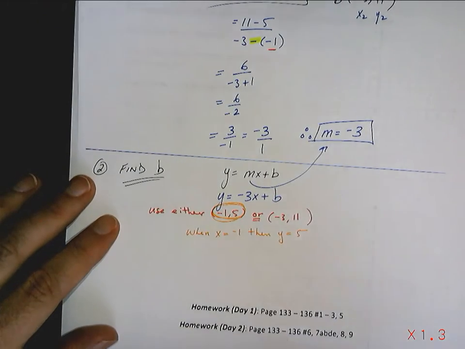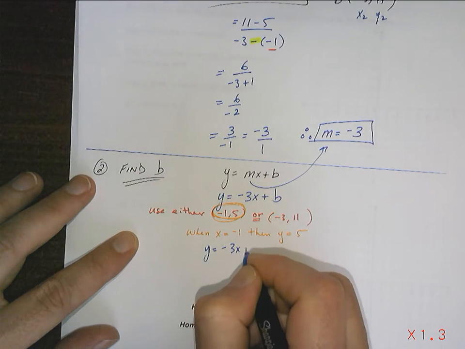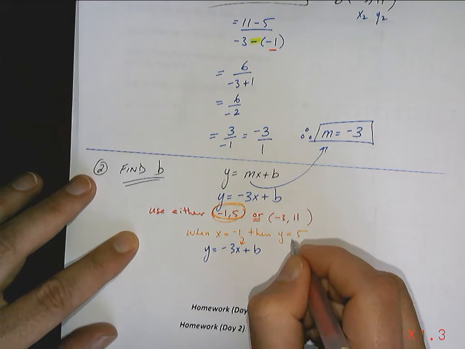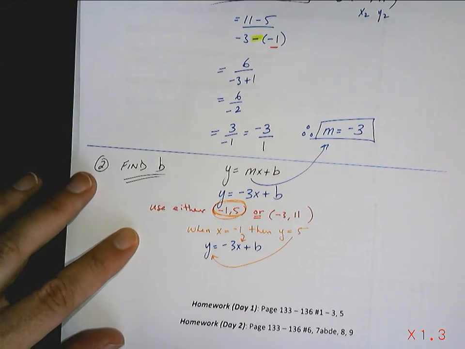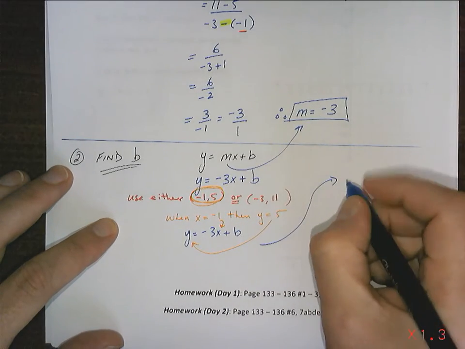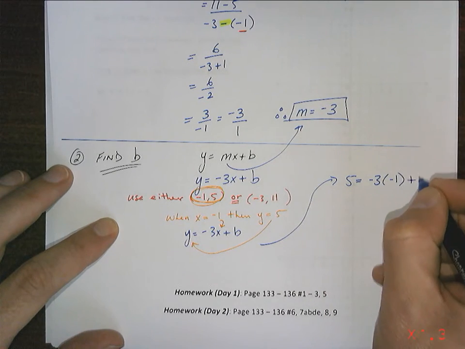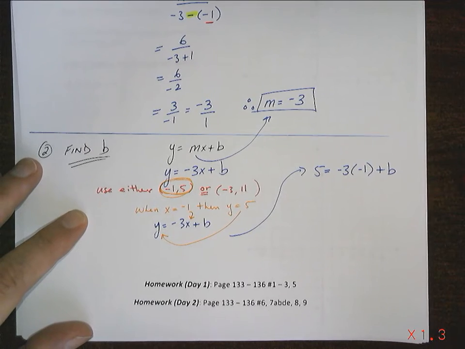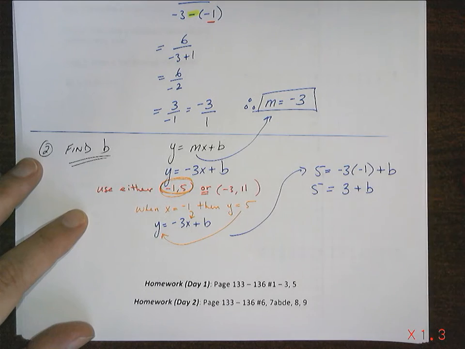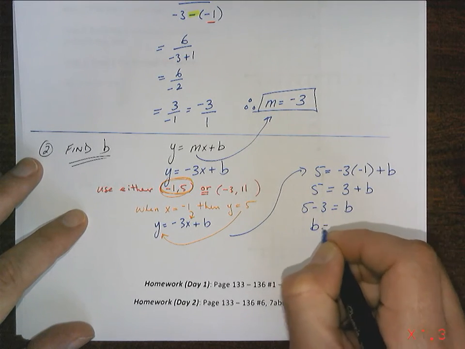So what I'm going to do is I'm going to take this wonderful equation, y equals negative 3x plus b, and I'm going to put in negative 1 for x, and I'm going to put in 5 for y. That's going to give me 5 equals negative 3 times negative 1 plus b. That's going to give me 5 equals 3 plus b. That's going to give me 5 minus 3 equals b. B equals 2.